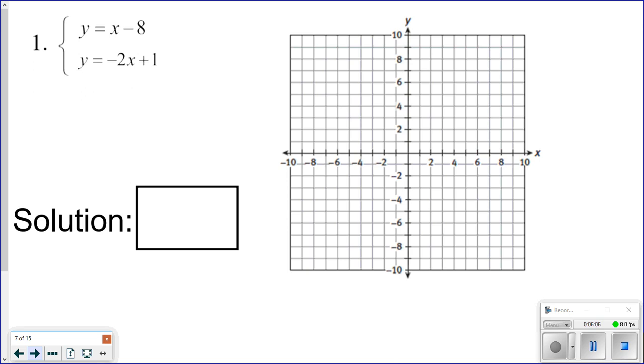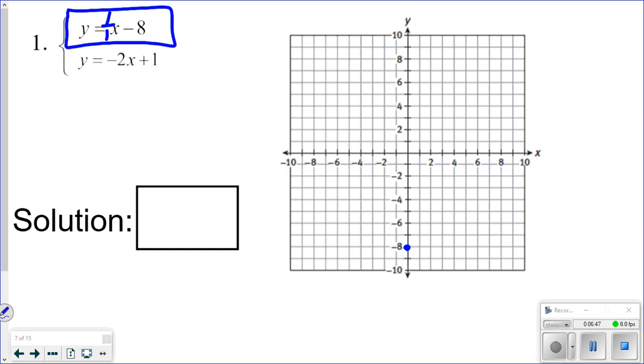Question 1. If I'm looking, both of these are in slope-intercept form. So the first one is y equals x minus 8. So what we're going to do is plot our y-intercept first, and then use the slope, the m, to plot multiple points. Now, if I don't have a number in front of the x, we're going to assume my slope is 1, or 1 over 1, which means my rise is 1 and my run is 1.